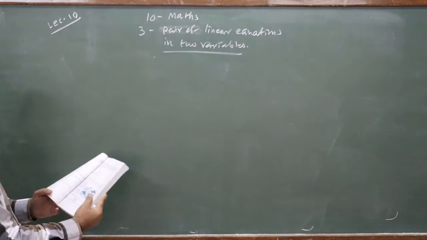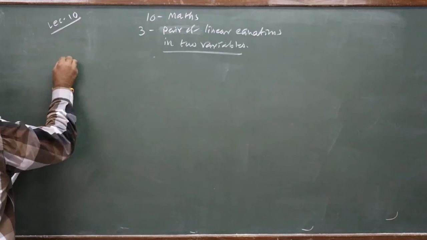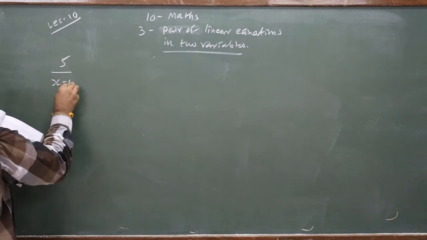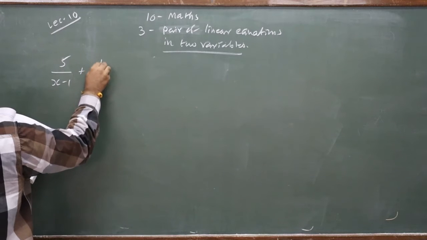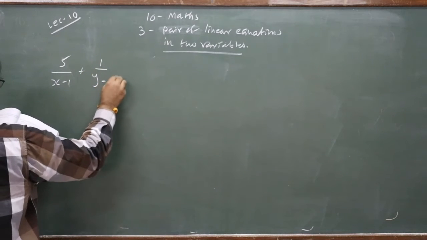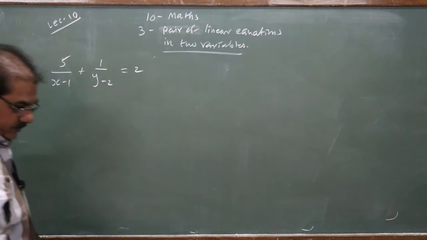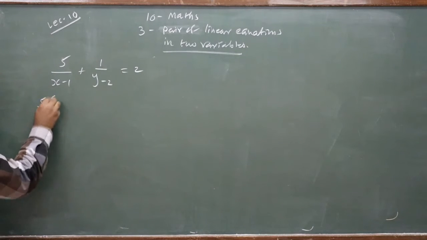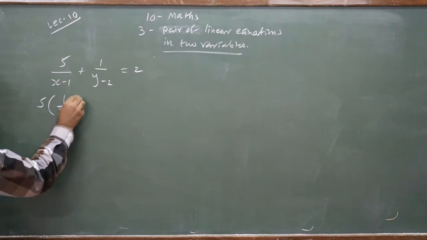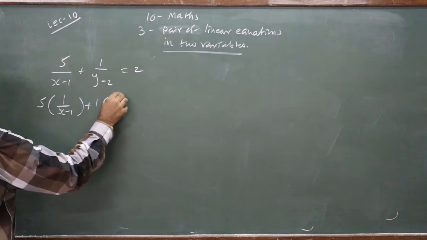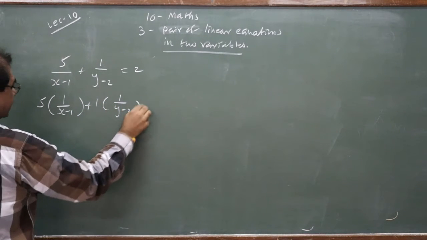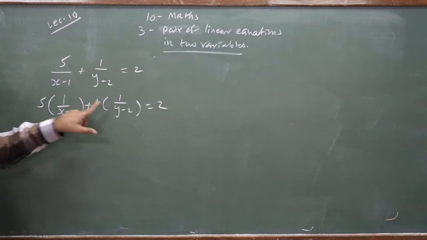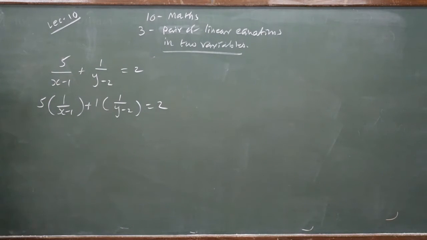In the same way, we have example 18. 5 upon x minus 1 plus 1 upon y minus 2 is equal to 2. Okay? So now here you can understand this way: 5 into 1 upon x minus 1 plus 1 into 1 upon y minus 2 is equal to 2.